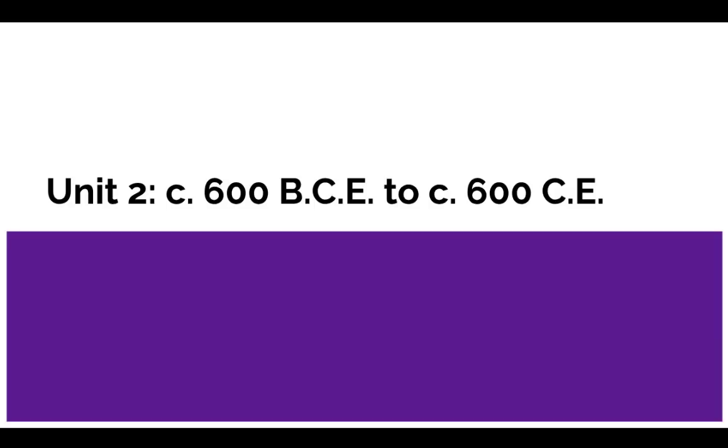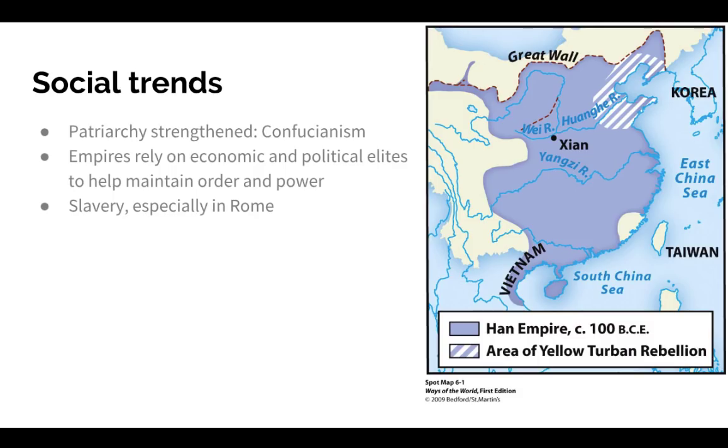So now Unit 2, also called the Classical Era, covers these dates. And we have a continuing of patriarchy, and Confucianism is an example of that, remember, especially in the Han Dynasty.